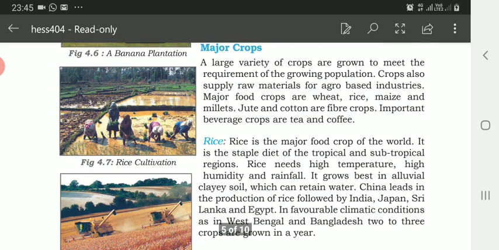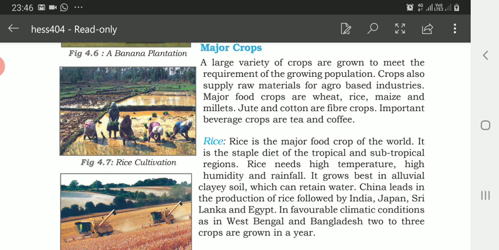Now we are going to see some of the major crops found in the world. First of all, rice. You know, rice is the major food crop of the world. Why is it the major food crop of the world? Because it is the staple diet of the tropical and subtropical regions of the world. Most of the population of the world resides in the tropical and subtropical regions, and therefore rice is a very important crop for these people. A huge amount of rice is consumed by the people of the world, and therefore it is called the staple diet of most of the people of the world.